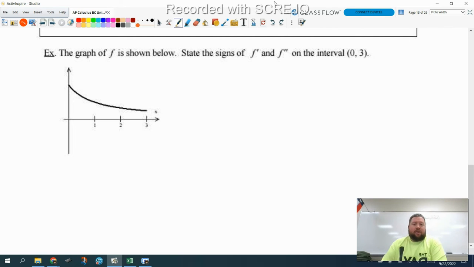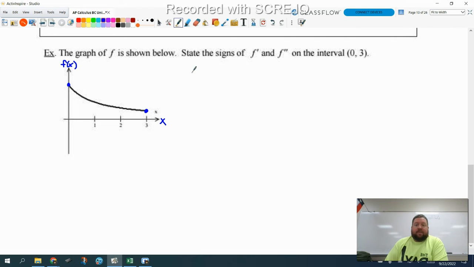Let's go to our next example, our first example. So we have a graph of f shown below. I'm going to label this f of x right there, and this is our x-axis down here. We have to state the signs of f prime and f double prime on the interval from 0 to 3. So we are saying just from here to here, what are the signs?